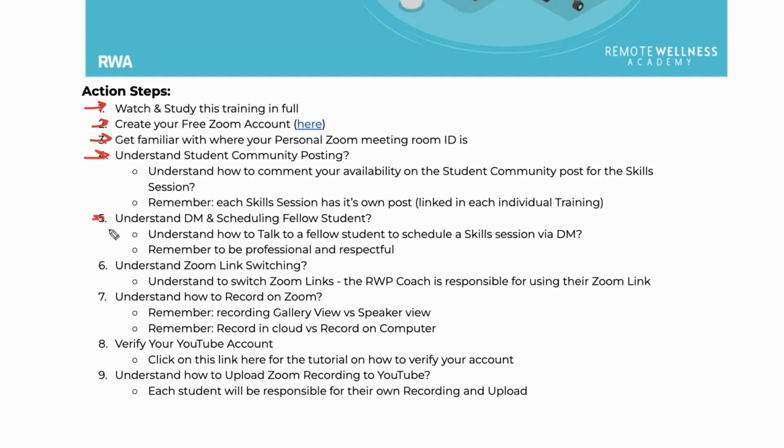Number 5, you want to understand how to actually DM and schedule with a fellow student. You got to be respectful, professional, all that kind of stuff. You want to just make sure you understand that. Number 6, do you understand that you are going to be switching links? Whoever is the RWP coach, it's going to be their Zoom link. You're going to start off with that person and then you're going to switch. That's number 6. Number 7, do you understand how to record on Zoom? Very important. Understand the difference between gallery view, speaker view, local recording, cloud recording, all of that kind of stuff.